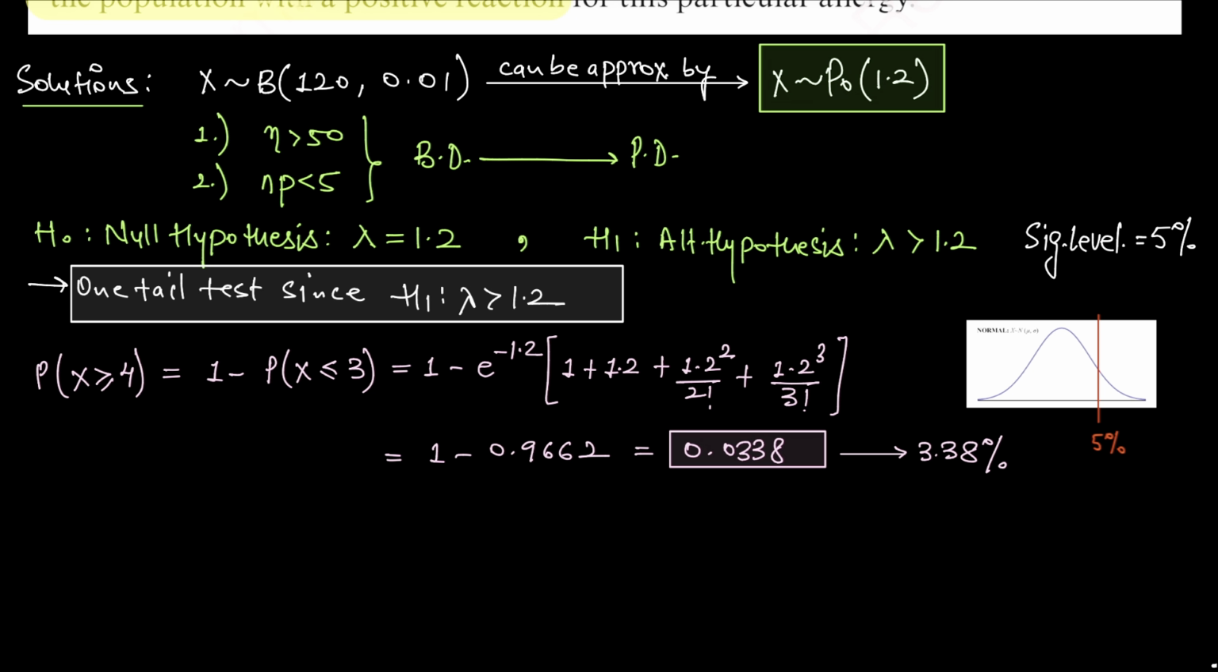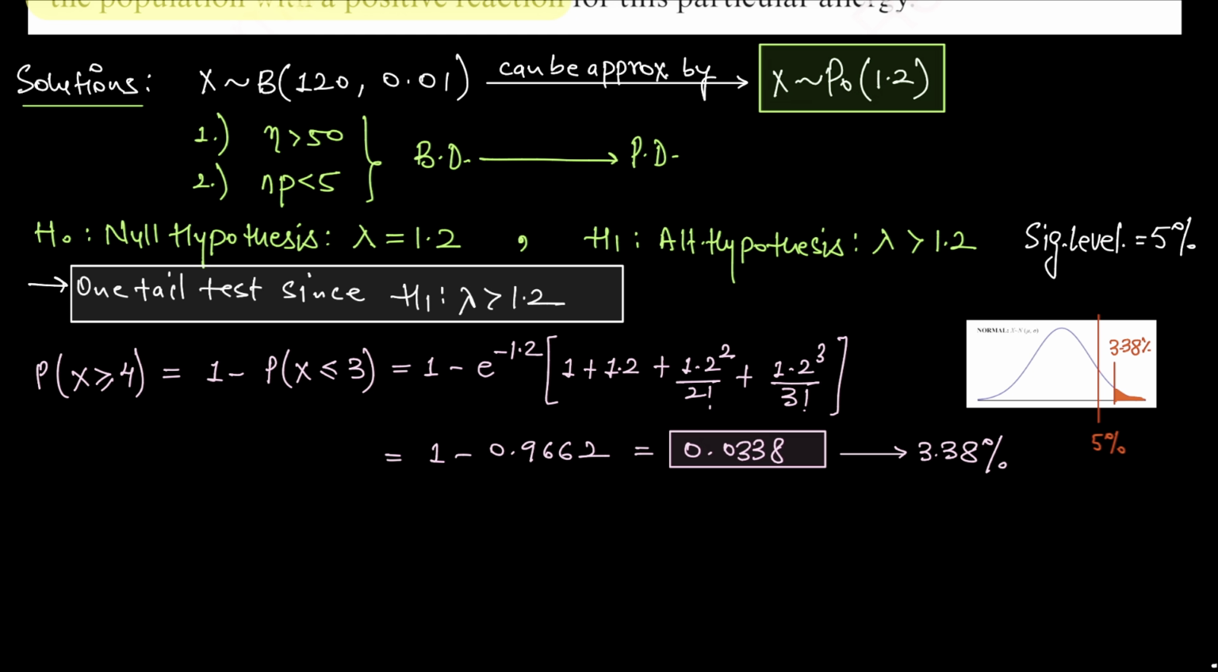3.38%. So now on the curve, we can easily see that 3.38% is represented right over here. This is 3.38%. We have marked the area with the red color, which is represented by the probability of X greater than or equal to 4. And we can see that this particular area is in the rejection region.